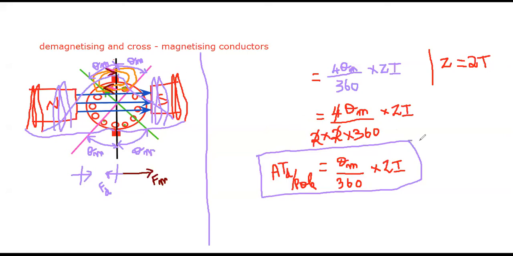That is the demagnetization effect. At last, the unit here is ampere turns, right?